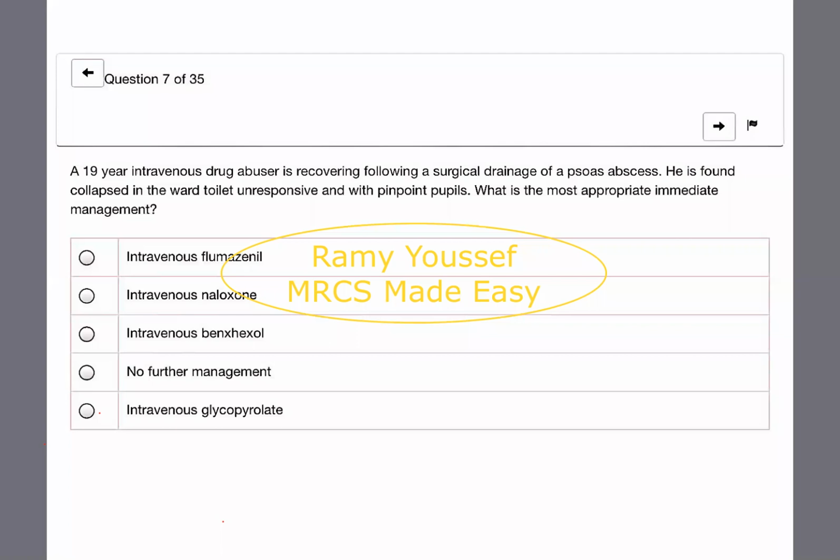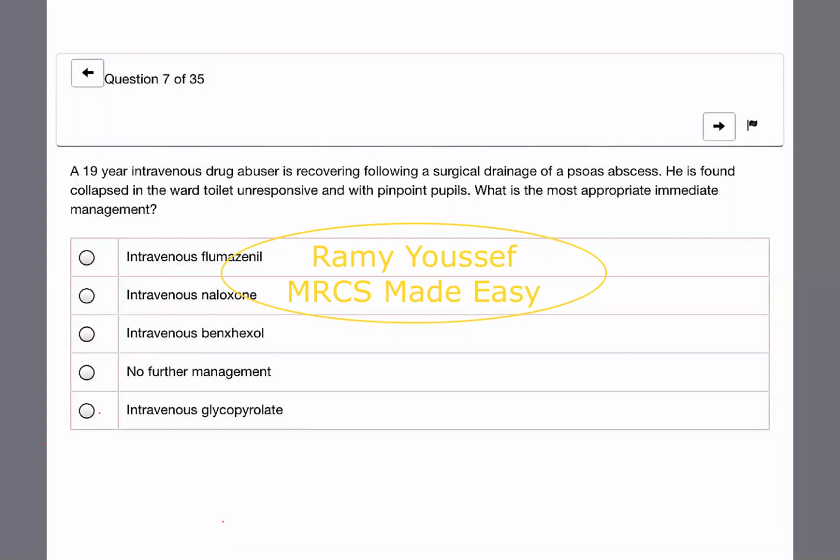A 19-year-old intravenous drug abuser recovering from a surgical drainage of a Swiss abscess. He is found collapsed in the ward toilet, unresponsive with pinpoint pupils. What is the most appropriate immediate management? That is a drug overdose. I will give intravenous flumazenil. Naloxone? Yeah, naloxone. I will give intravenous naloxone.